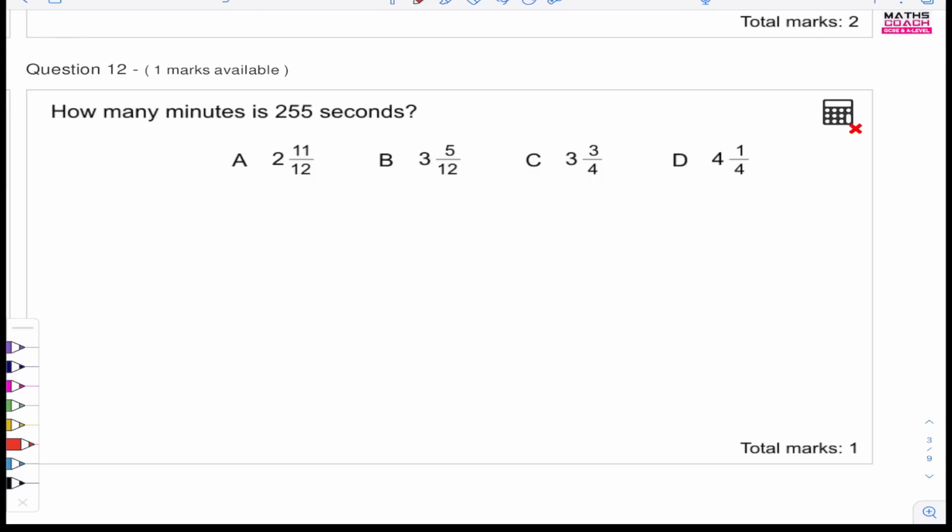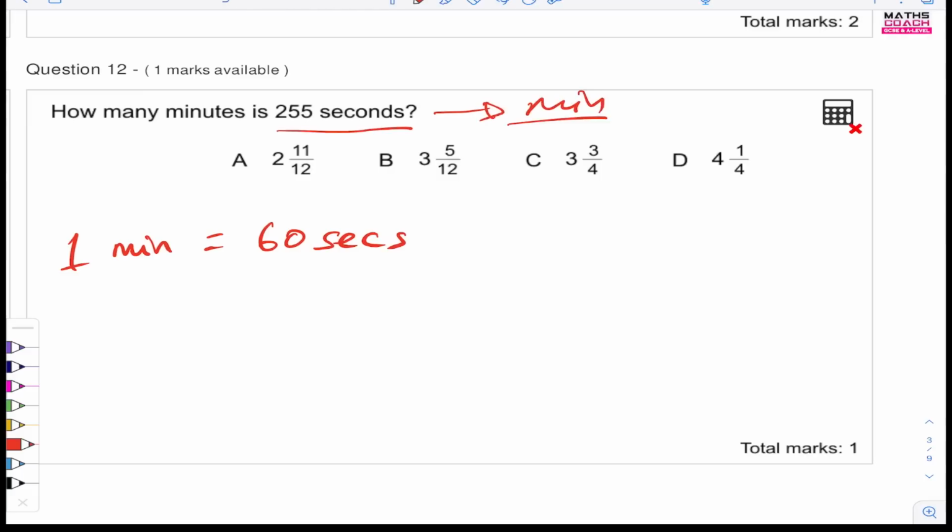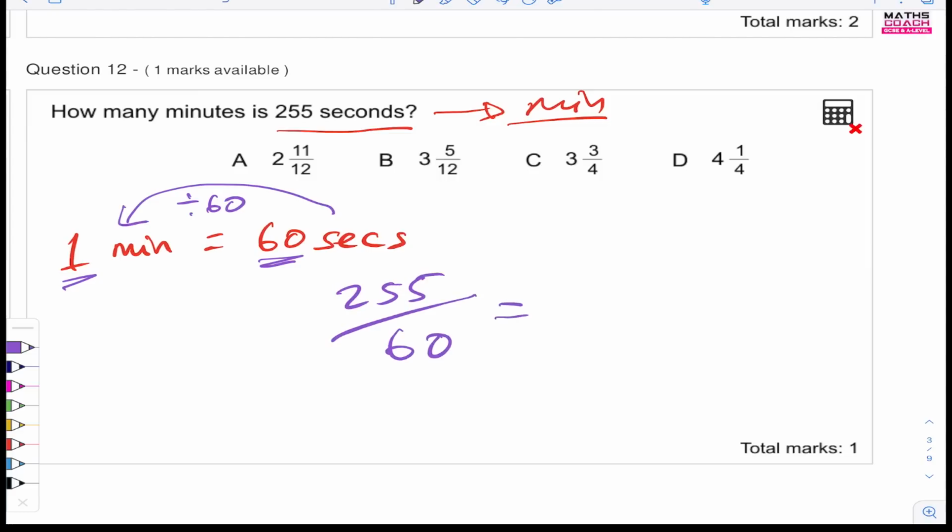Question 12. How many minutes is 255 seconds? So let's work this out. In 1 minute, there are 60 seconds. So we want to go from seconds to minutes, right? Just like we did earlier with one of the questions, how do we go from 60 to 1? We divide by 60. So it's going to be 255 divided by 60, and on your calculators that should give you 4.25, which is the same as 4 1/4.